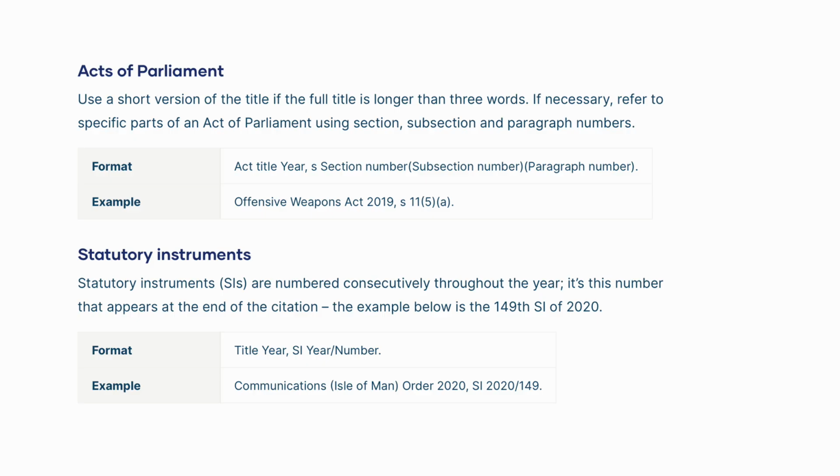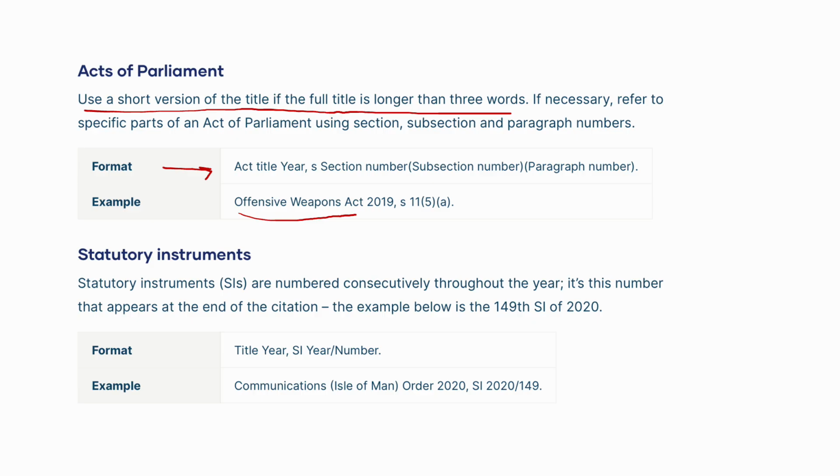If you want to provide a citation for acts of parliament, this is the format: act, the title, year, section number, subsection number, and paragraph number. For example, use a short version of the title if the full title is longer than 3 words. For example, Offensive Weapons Act.